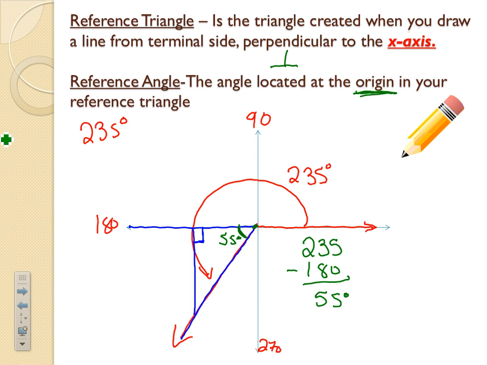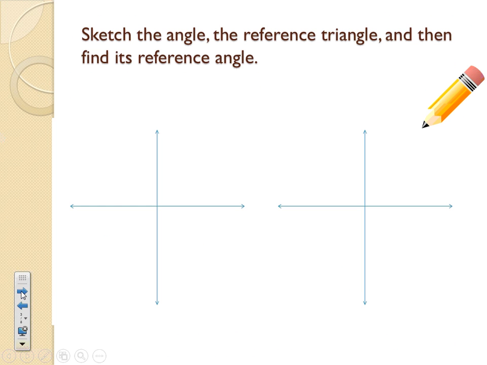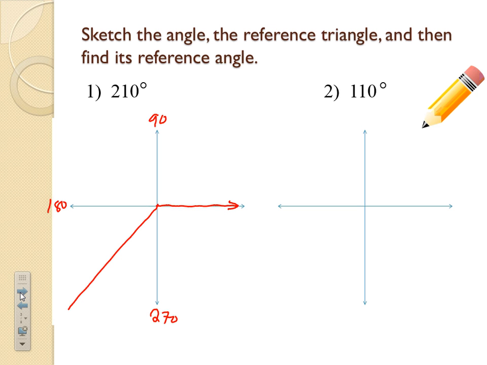Now we're going to do quite a few examples of this. Please put them all down. It's very important that we know how to do this in order for us to do all of the work upcoming. Okay? So here's our first two examples. We need to sketch the angle, the reference triangle, and then find the reference angle. So our first one here, we're going to do 210. We start with our initial side. Now 210, here's 90, here's 180, here's 270. Between these two, I'm going to put it right here. Here we go. This is 210 degrees.